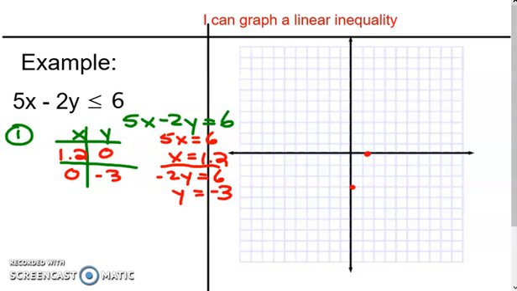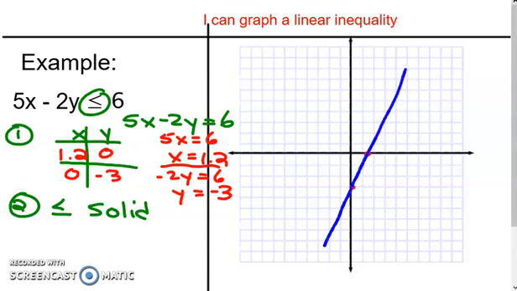I'm going to go on to step 2, ask myself if it's dotted or solid. Well, this is less than or equal to, so this is going to be a solid line. So I'll try to do the best I can to make a nice straight line, not too shabby.